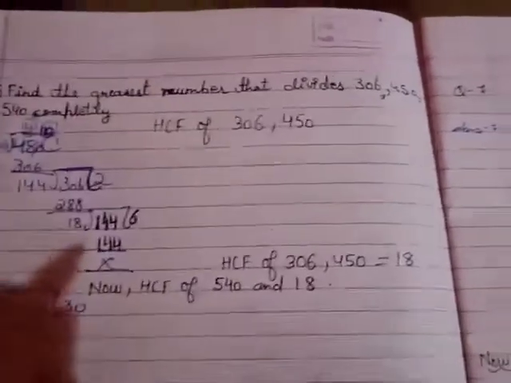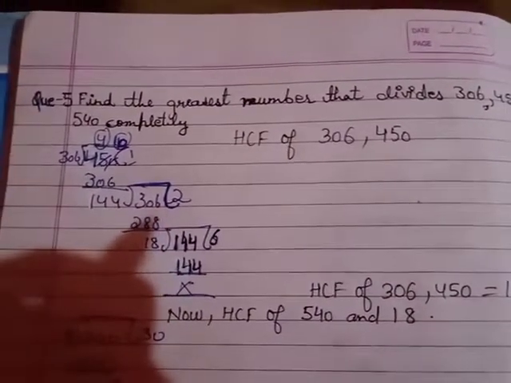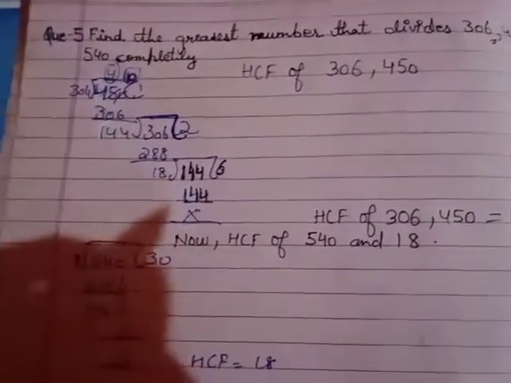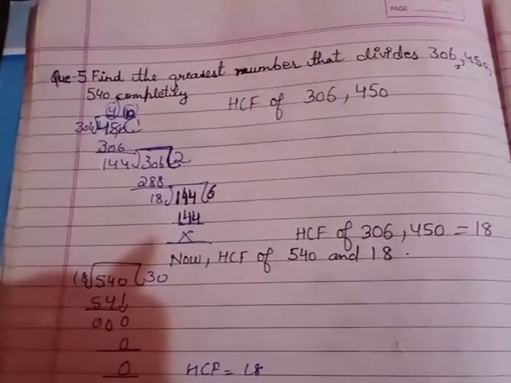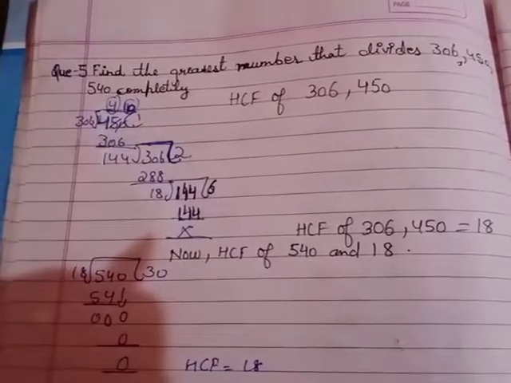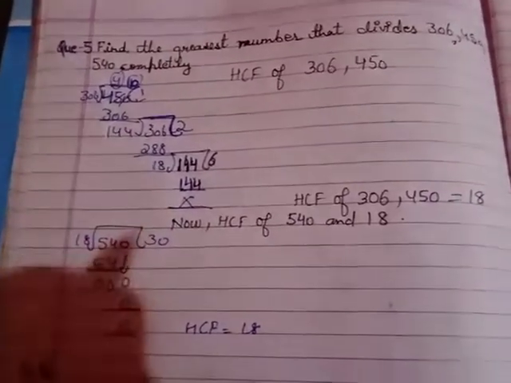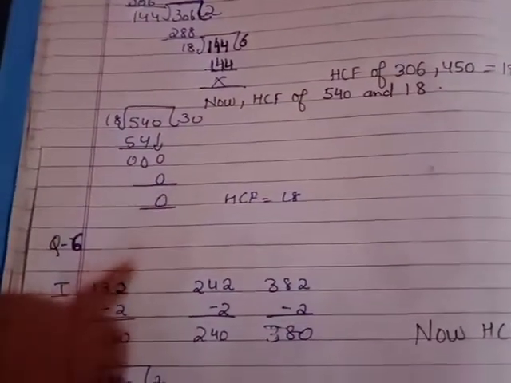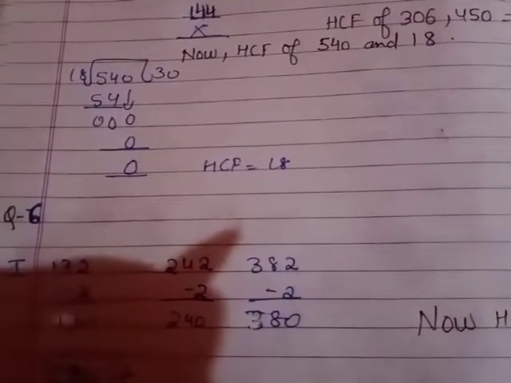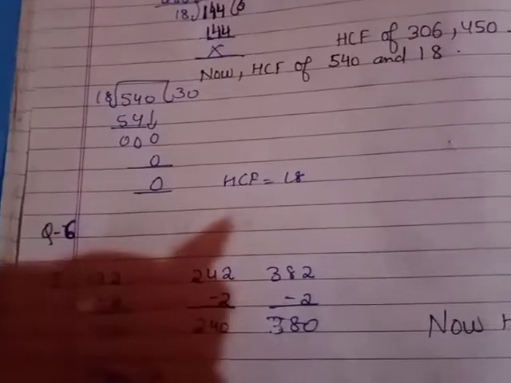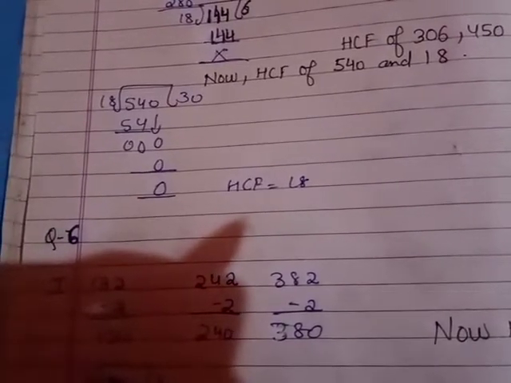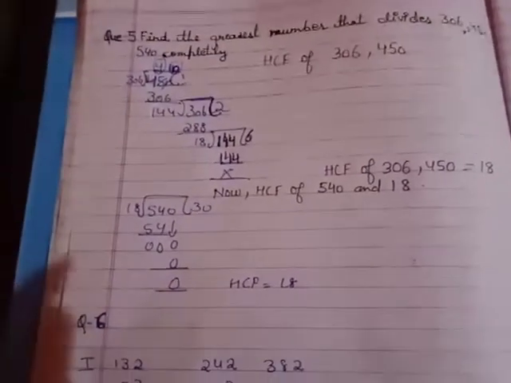Let us take any 2 numbers first. I have taken here 306 and 450. By the long division method, the HCF of 306 and 450 is 18. Now for our third number, find the HCF of 540 and 18, and you will finally get the answer, that is 18. The HCF of all the numbers is 18.